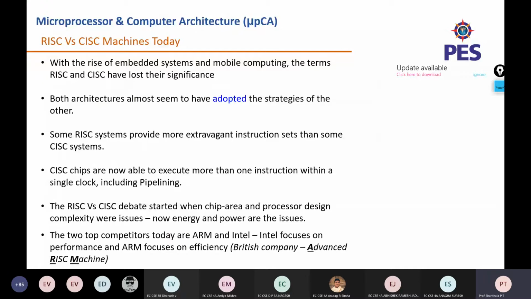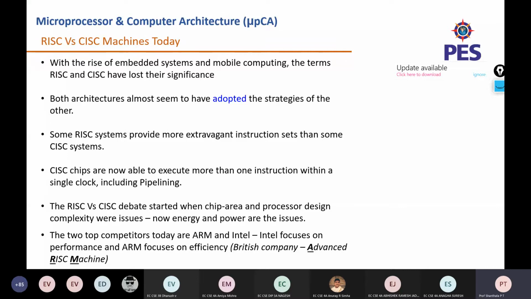And what are the RISC and CISC machines today? We are using many processors, in many devices. We are using laptops, smartphones, home appliances, and now all the Internet of Things, IoT things. So we are using both types of machines today. We compare the efficiency, whether it is less power or high speed, whatever it is, but both processors are used for different things.